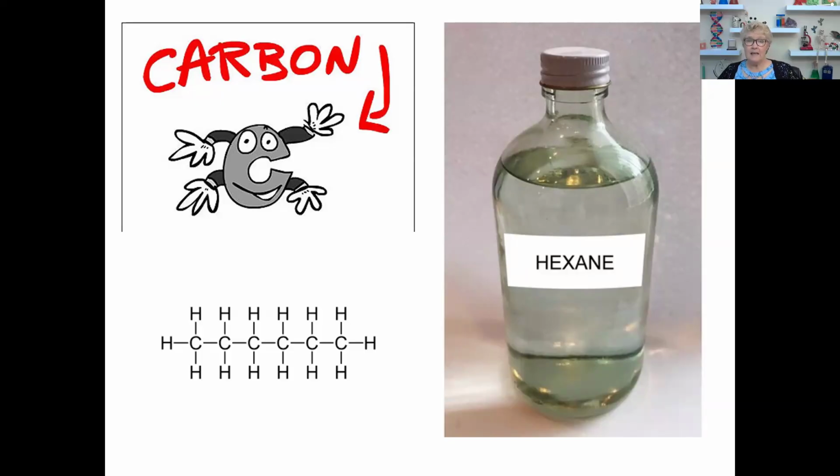Now, hexane is used to pull the oil out of seeds. Like if you have ever seen corn oil, corn is a seed. How do they get the oil out of a seed? They use something like hexane in order to do that. Hexane also smells nice, so it's probably in perfumes that you might use, or anything scented. Scented candles might have hexane in it.